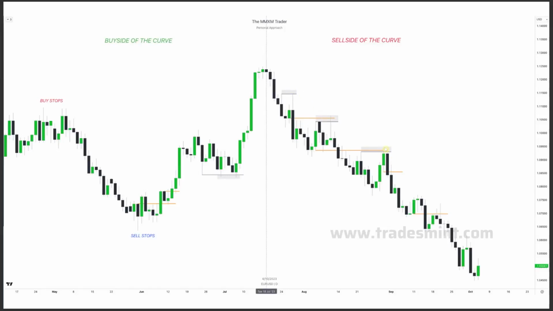The rejection of that high, you can see where the bodies are closing, right, not above it, so no strong energetic close above, but rather a wick and then a closure below it. And now we have those up close candles again supporting price lower, lower, lower. Same thing happens over here. Another set of up close candles supporting price lower and eventually cleaning out all the sell side liquidity.